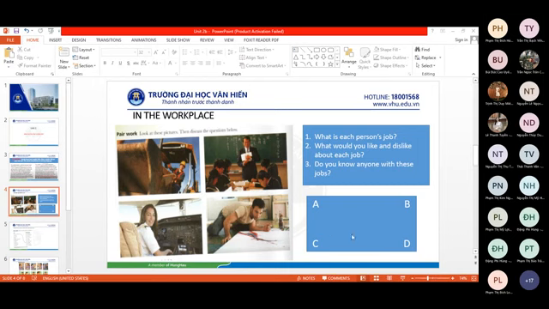Good. Mỹ Lợi, where does a pilot work, do you think? I think she works in the airplane. Yes, on an airplane, right? We say on an airplane for an airline company, but we rarely say in an airplane.